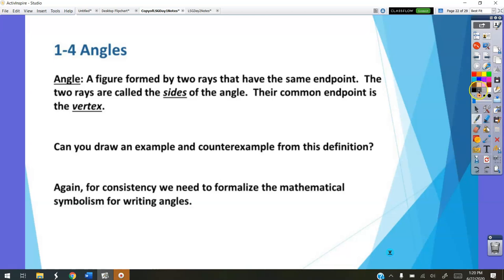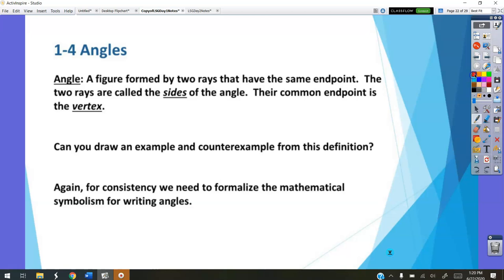All right, guys, so make sure that you have your notes out and you're ready to take notes as you go through this, and then we'll do some more examples tomorrow in class. Okay, so earlier today we learned about lines and segments and rays. Now we're going to talk about angles.